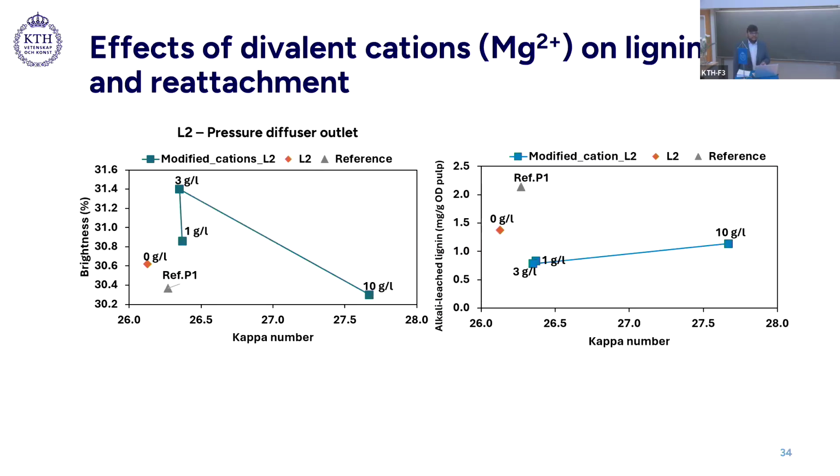Looking into the effects of divalent cations on lignin removal and reattachment, focusing on magnesium ions. Liquor 2 was selected, and then looking into the brightness over the kappa number as well as alkali leached lignin over the kappa number, the addition of magnesium sulfate was at concentrations of 1, 3, and 10 gram per liter.